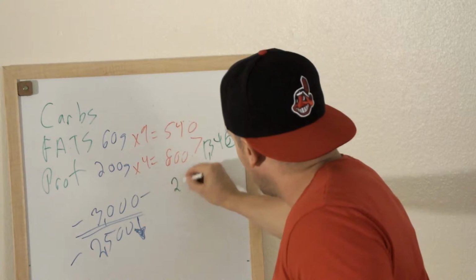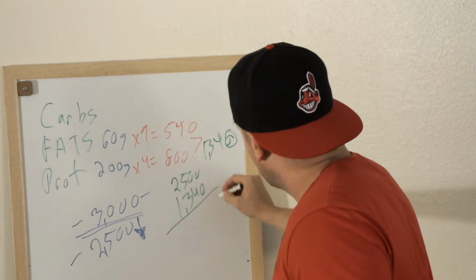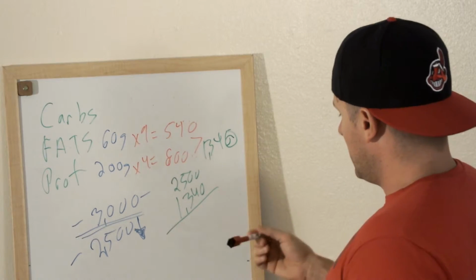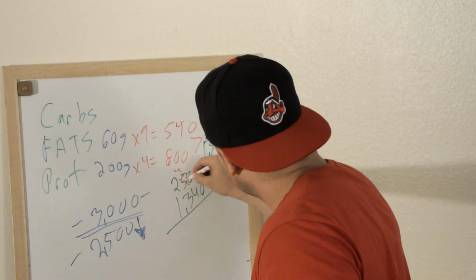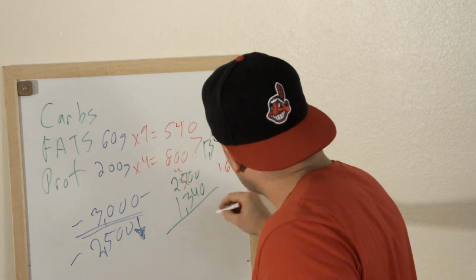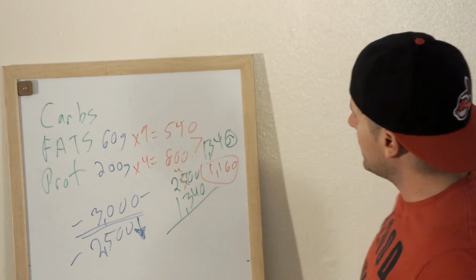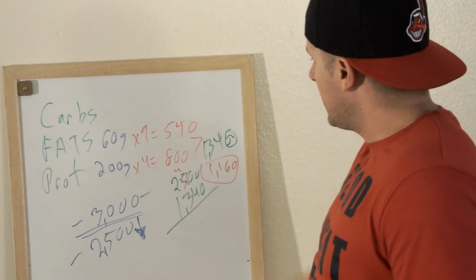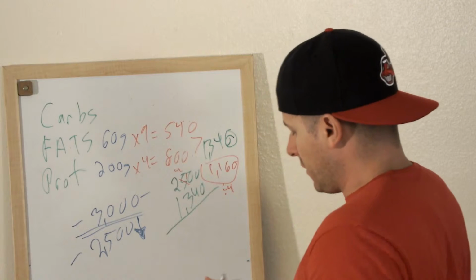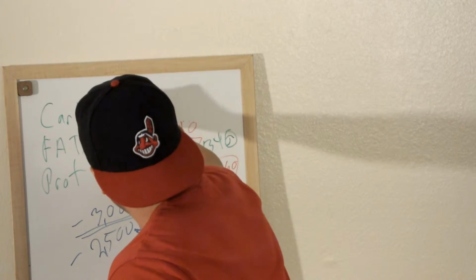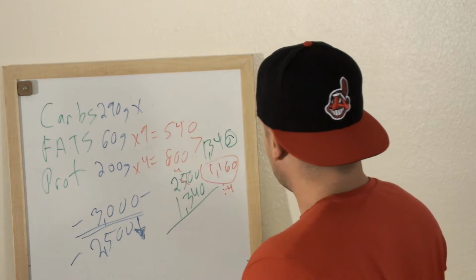Let's take 2,500 and subtract 1,340 from that, and we will get 1,160 calories left. So what does that mean? It means that these are going to be filled in with carbs. Divide that by 4 and you get 290 grams of carbs. And I'll just fill this in here.